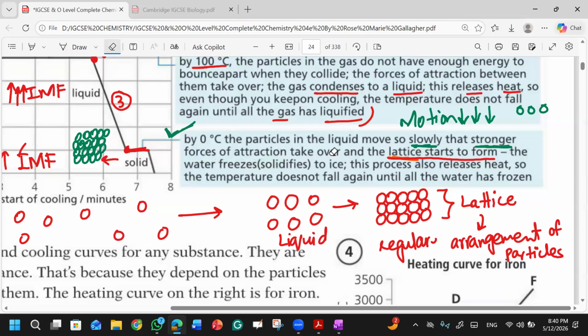Okay. Then afterwards, they have mentioned now the water freezes. Lattice means the water will freeze. It solidifies to ice. This process also releases heat. Always remember this thing. Whenever there is a decrease in the temperature of something, it means that thing is releasing heat.